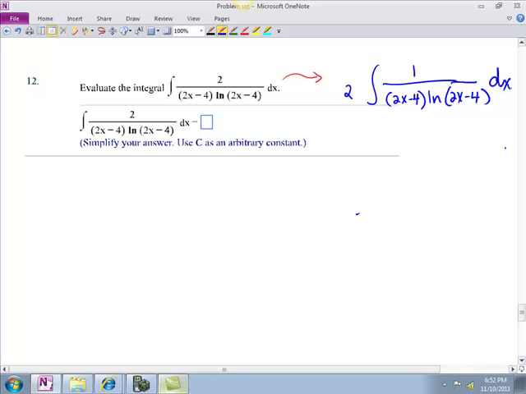All right, what would you let u be? Well, let's think about this, because you would try it maybe, and if you said u is 2x minus 4, what's du? 2 dx. So it'd be easier not to pull it out. No, but you still have this. You haven't accounted for that. So what if we let u be ln 2x minus 4? What's du? What's the derivative of ln?